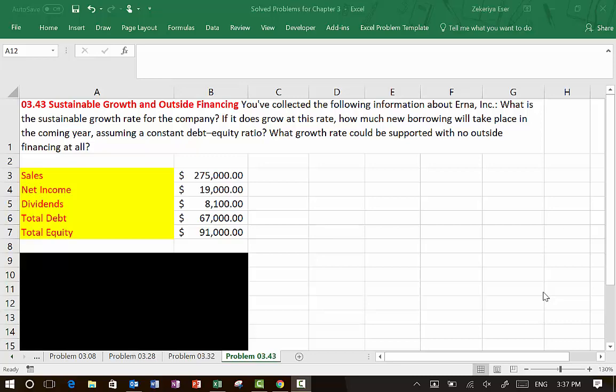We have information about sales, net income, dividends, total debt, and total equity for this firm. Given this information, we need to first find out what is sustainable growth rate. Now, in order to find sustainable growth rate, I need two things. One, return on equity. Two, retention ratio. Retention ratio is pretty much easy. Let's get that first.